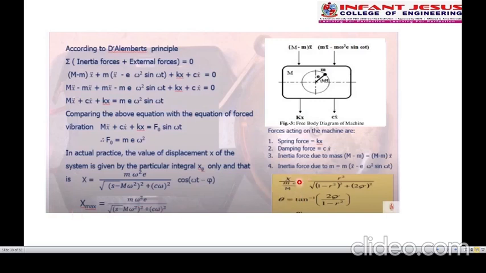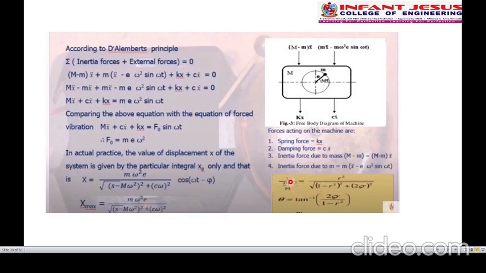So x by (small m e by capital M) is equal to r square root of (1 minus r square) the whole square plus (2 zeta r) whole square. Zeta is the damping coefficient, so the damping factor is zeta. We can use this formula instead of the earlier formula.